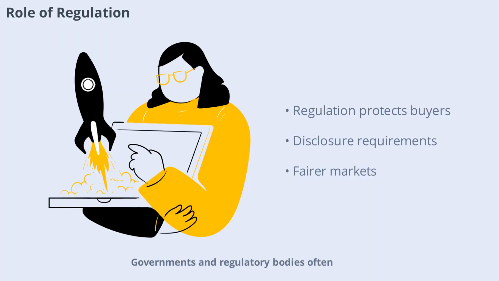Governments and regulatory bodies often step in to address information asymmetry. For example, financial markets require companies to disclose key information to investors. Real estate transactions require full disclosure of property conditions. These regulations help protect less informed participants and promote fairer markets.